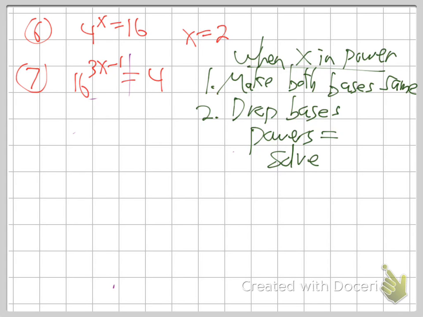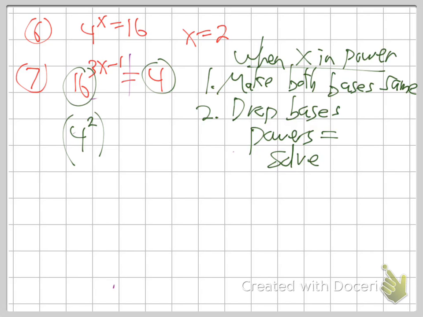All right, so what do I mean make both bases the same? What are the bases? What do we mean by base? What are these things called down here? The base board. So what does base mean? Just the thing on the bottom, huh? Just the bottom. So the 16 and the 4 are the bases. How can I make them the same? 16, isn't that 4 squared?